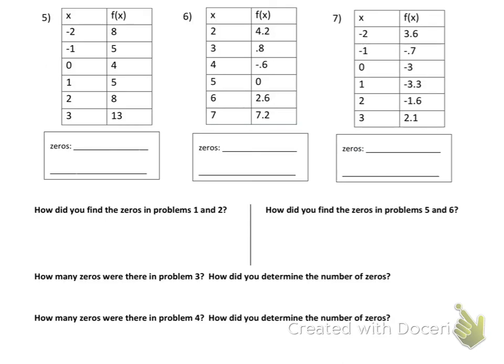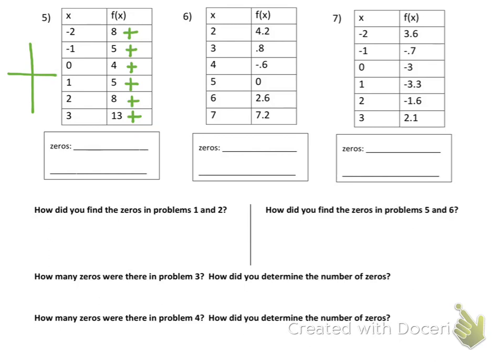Okay, in example 5, we're quickly going to scan the f of x column and look to see if f of x equals 0 anywhere. But as we can see, none of those values equal 0. Now we're going to look for changes from positive to negative or negative to positive. So far, everything in f of x is positive. So what does that mean?